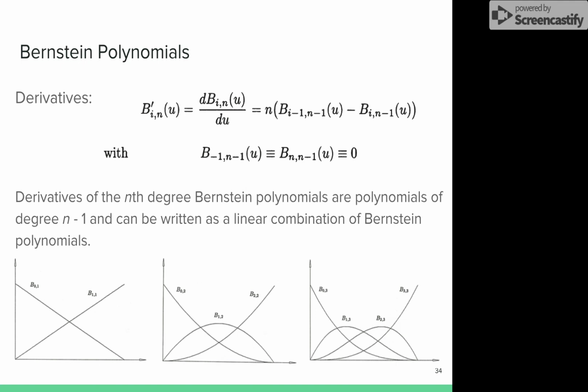So basically it's saying that if you have polynomials of degree n minus 1, you can combine them together to get the derivative of the nth degree. And as I stated before too, it's basically a linear equation. The three graphs down here at the bottom are just examples of derivatives of Bernstein polynomials.